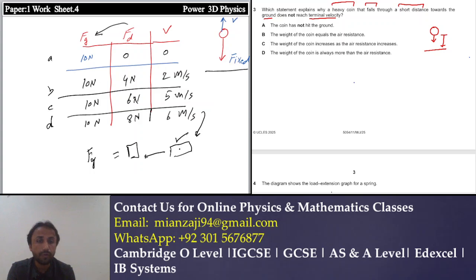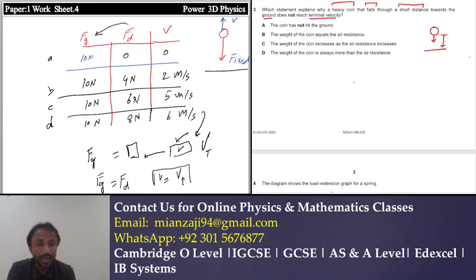This velocity is known as critical velocity or terminal velocity. We require a terminal velocity at which this drag force becomes equal to weight. Fg is equal to F_D. When these two become equal, this velocity is known as terminal velocity. It means at terminal velocity both forces become equal.